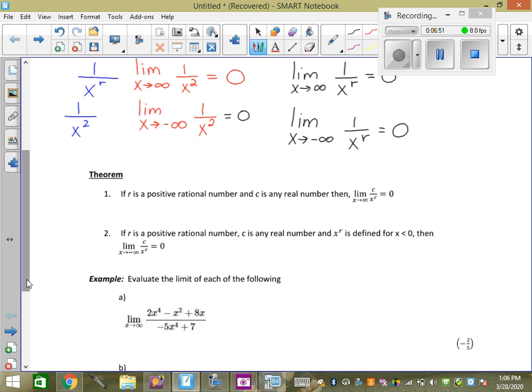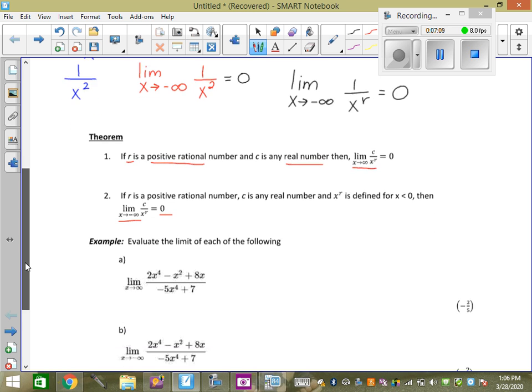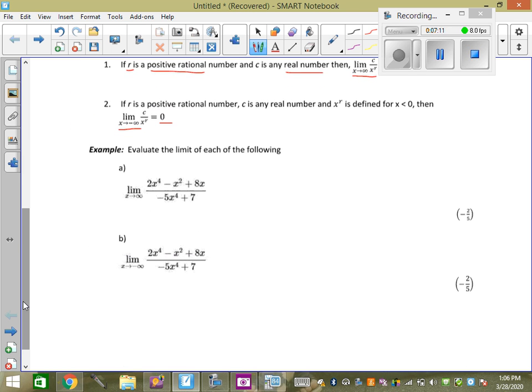Let's look at this. If r is a positive rational number, as I approach infinity of any number C, if C is a real number, so 10, 20, 30, 40, wherever that little number is up there, it's going to equal 0. And the same thing as I approach negative infinity, it's going to equal 0. So there's your notes. So if we're asked to evaluate the limit of the following, when it's a polynomial over a polynomial, the first step you're going to do is divide every term by the largest exponent variable.